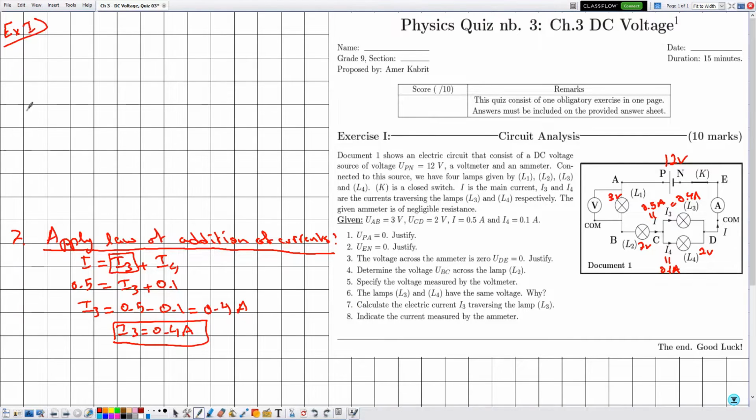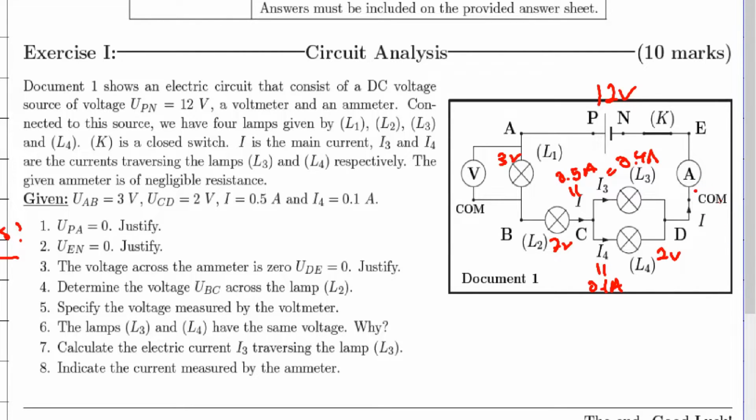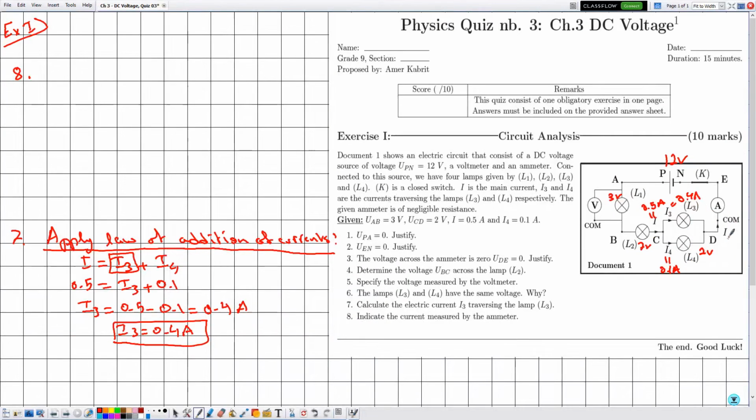Finally, in part 8 of this exercise, they are telling me to indicate the current measured by the ammeter. So first we need to determine which current the ammeter is measuring. So here we have three currents, I, I3 and I4. Across the terminals of the lamp L3 we have the current I3, and across the terminals of the lamp L4 we have the current I4. So notice that at the point D, the currents I3 and I4, after they have split from the point C, join back at the point D to give me the main current I. So here the ammeter is measuring the main current I, which is given by 0.5 amperes.